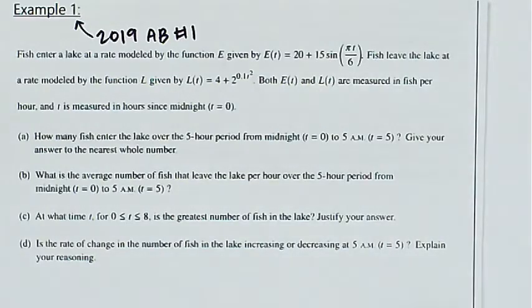Okay, so the first example is from 2019. It was from the Calculus AB exam. It was number 1, so it required the use of a calculator. Fish enter a lake at a rate modeled by the function E of t. They're leaving the lake at a rate modeled by L of t. Both E and L are measured in fish per hour, and t is measured in hours since midnight.